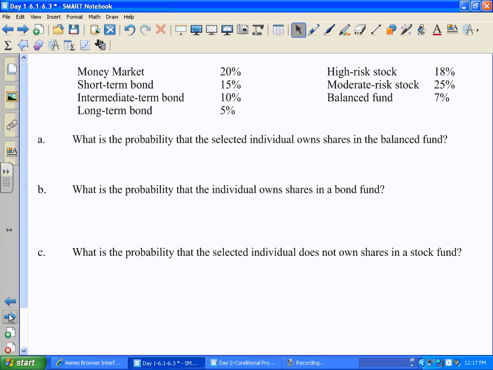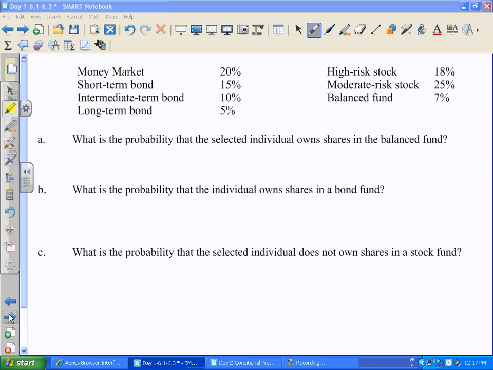What is the probability a selected individual owns a balanced fund? Yes, ladies and gentlemen, it is 7%. There will be some questions like this that are that easy. As I told you before, when probability is easy, keep it easy. We're going to get to some hard probability problems, and when we get there, they'll take some time. 7% there.